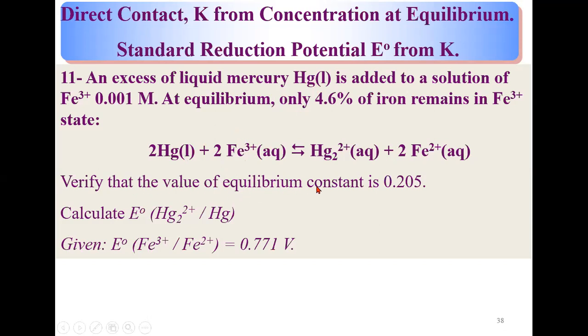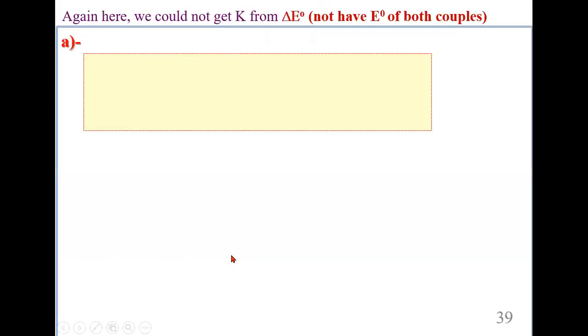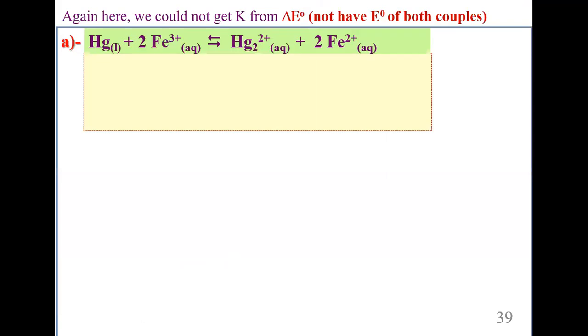Okay, so verify that the equilibrium constant is 0.205. Notice this is not complete. And get the E naught for one of the couples, which is the mercury couple. We're given the iron couple E naught. Great, so we have the equation, which was already given. Again, if it wasn't given, you would put the mercury going to mercury 2+, and the iron 3+ going to iron 2+, and get a balanced equation.